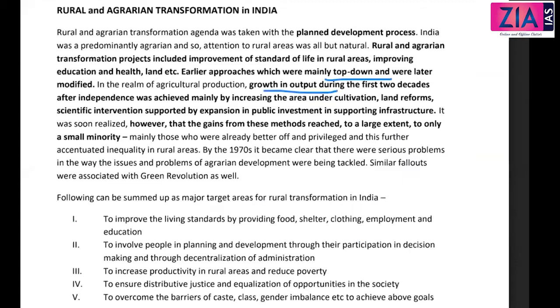Growth in output during the first 2 decades after independence was achieved mainly by increasing the area under cultivation, land reforms, scientific intervention supported by expansion in public investment and infrastructure, etc. However, the gains from these methods reached, to a large extent, only a small minority. Even the benefits of land reforms mostly went to the better off and privileged section.